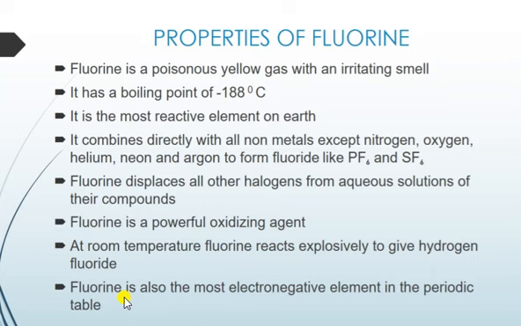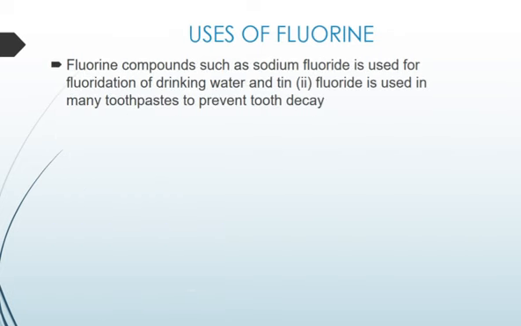Fluorine is also the most electronegative element in the periodic table, and this electronegativity and electron affinity decreases down the group. That is, the electronegativity and electron affinity decreases as we move from fluorine down to chlorine, down to bromine, down to iodine and astatine. Now we will look at the uses of fluorine.